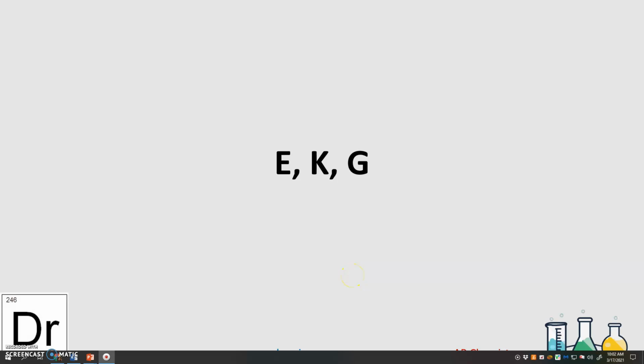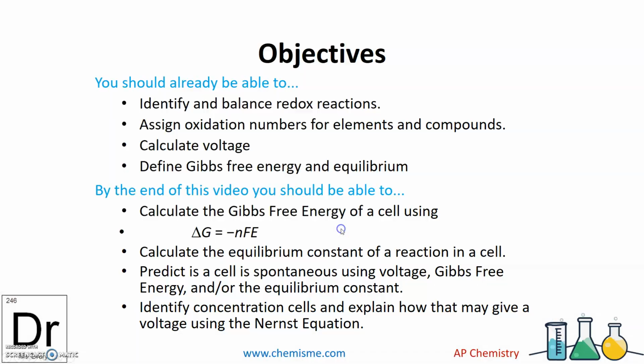I like to call this video EKG, like an electrocardiogram for your heart, but it really is about electrocell potential, the equilibrium constant, and Gibbs free energy. Related though, because it's about electricity in both cases, you should already be able to identify and balance redox reactions, assign oxidation numbers for elements and compounds, and calculate a voltage, and define Gibbs free energy and equilibrium constants.